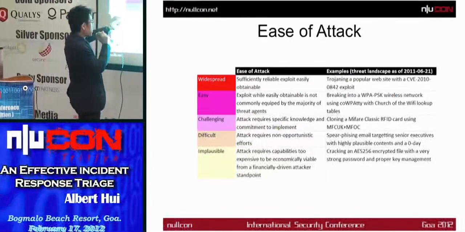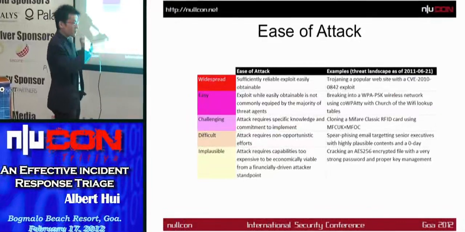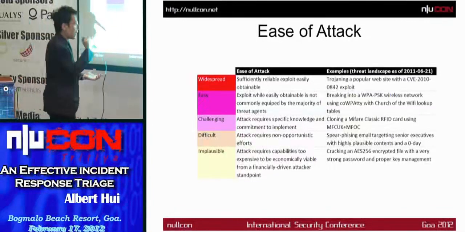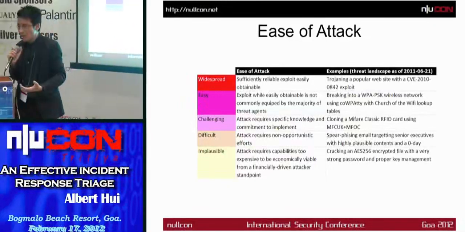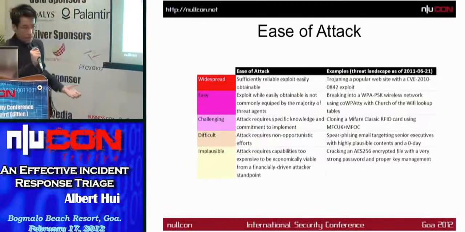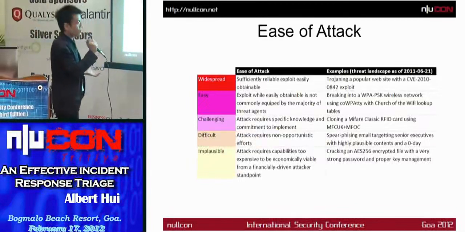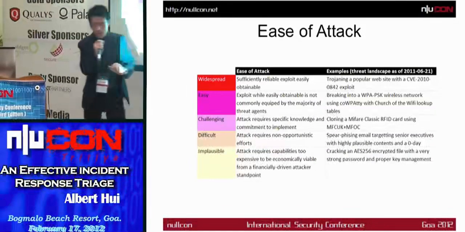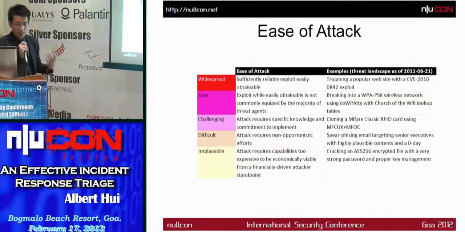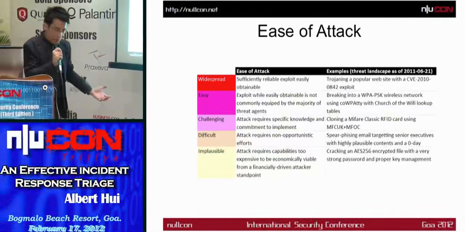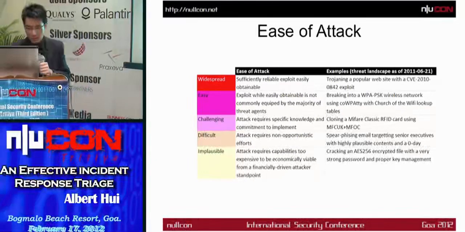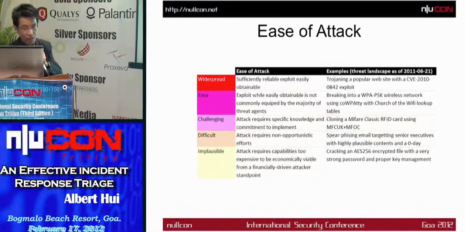On the other hand, if you get targeted with some rather implausible attack, like a spear phishing email targeting just your senior executive with highly plausible content and a 0 day, that means your adversary would already have some idea about your people. And this means it's not opportunistic. It is quite determined to compromise you. And if you found something like this, it would be reasonable grounds to divert more of your resources to deal with the problem at hand, because you are not dealing with some ordinary hacker. You might well be dealing with an industrial player. That's the idea of the ease of attack metrics.